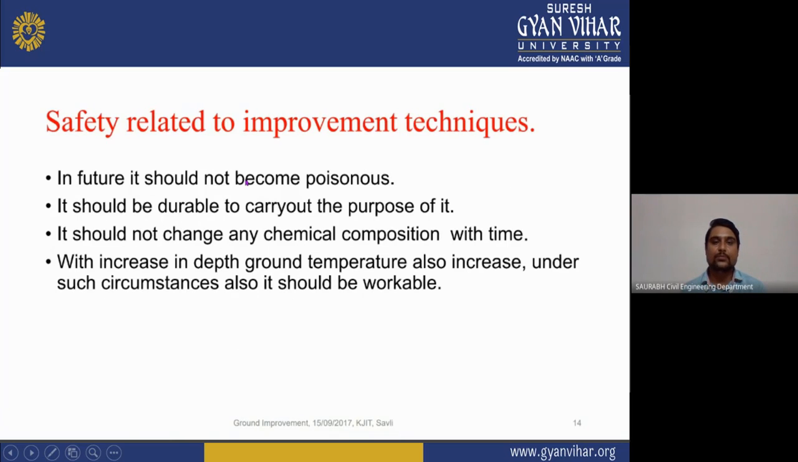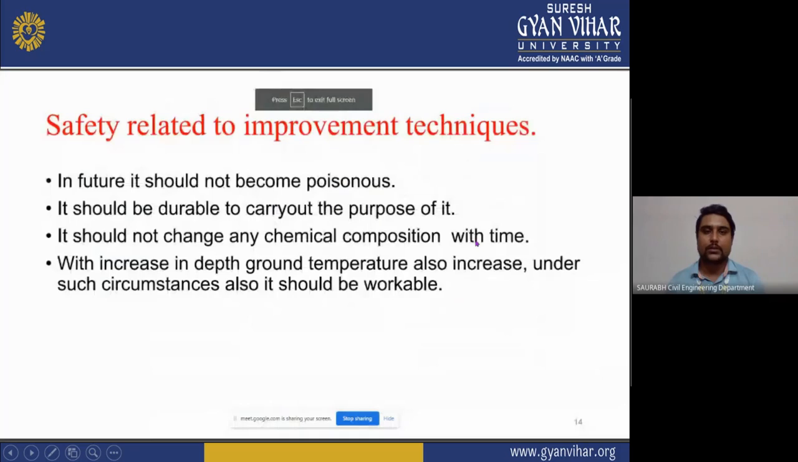Safety related to improving the technique: in future, it should not become poisonous. It should be durable to carry out its purpose. It should not change its chemical composition with time. With an increase in depth, ground temperature also increases, and under such circumstances it should still be workable. So we will also know what safety should be taken care of during the improvement technique. In future, it should not become poisonous. I told you these safety measures earlier.